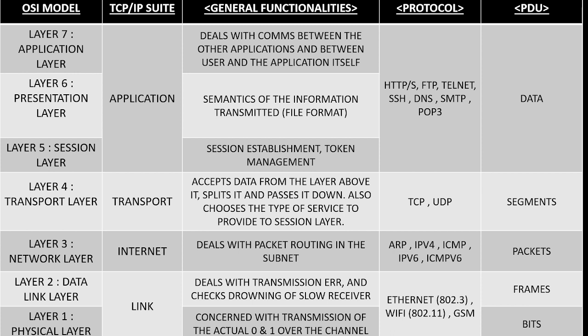Layer 6 and layer 5, both the presentation and session layers, are hardly ever used, but let's just talk about the general functionalities. The presentation layer deals with the semantics of the information transmitted, which could mean the file format or the MIME type, while the session layer, which is layer 5, deals with session establishment and token management. It could also deal with port management.